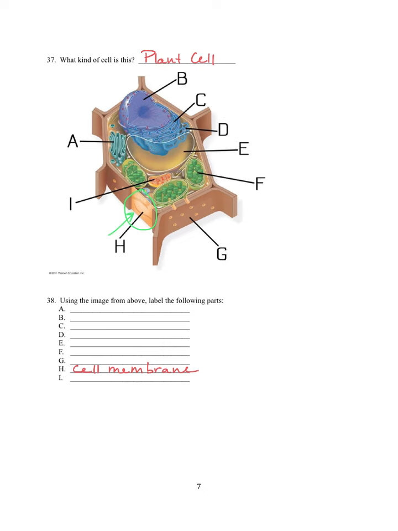And finally, letter I is pointing to the mitochondria. So remember that mitochondria convert energy from sugars into energy found in a molecule called ATP. ATP is important because that is how energy is provided to different cell parts so they can carry out their functions.